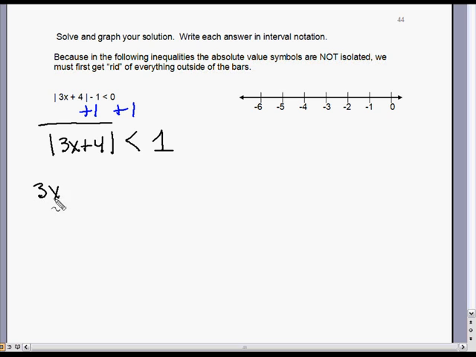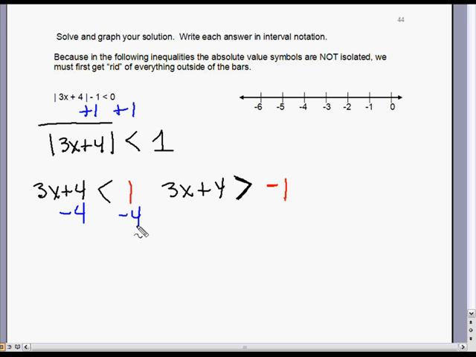The first equation, 3x plus 4, is still less than +1. We also have 3x plus 4 is greater than -1. Because of this negative sign, the inequality changed its direction. So we're going to solve both of these inequalities.